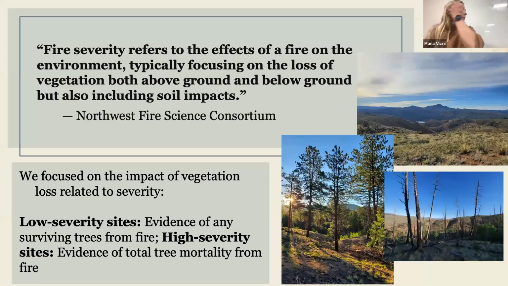So just briefly, a quick definition of fire severity. What exactly is it? Because I'll be discussing it a lot throughout this presentation. And so here, really quick, fire severity refers to the effects of a fire on the environment, typically focusing on the loss of vegetation, both above ground and below ground, also including soil impacts. But what I've focused on is really that impact on vegetation above ground. So here's kind of how we classified the different sites. For high severity sites, it was evidence of total tree mortality from the fire. Low severity sites, and sometimes moderate as well, were those sites that had evidence of any surviving trees from fire.